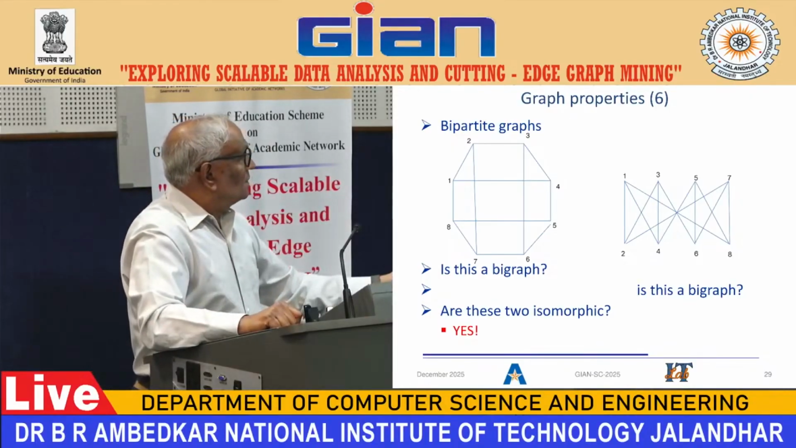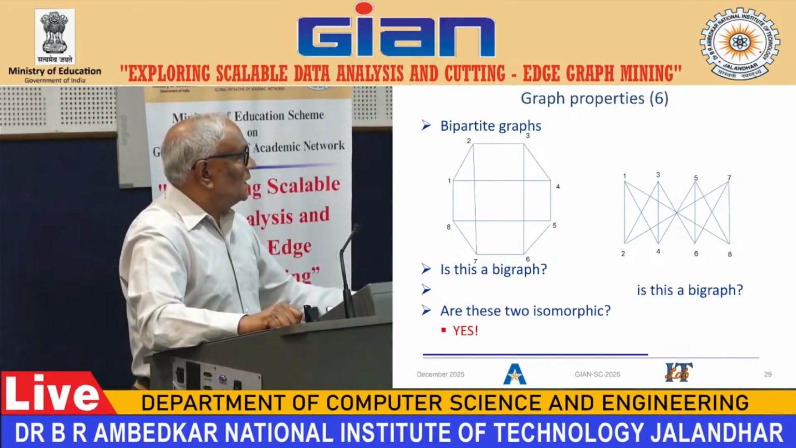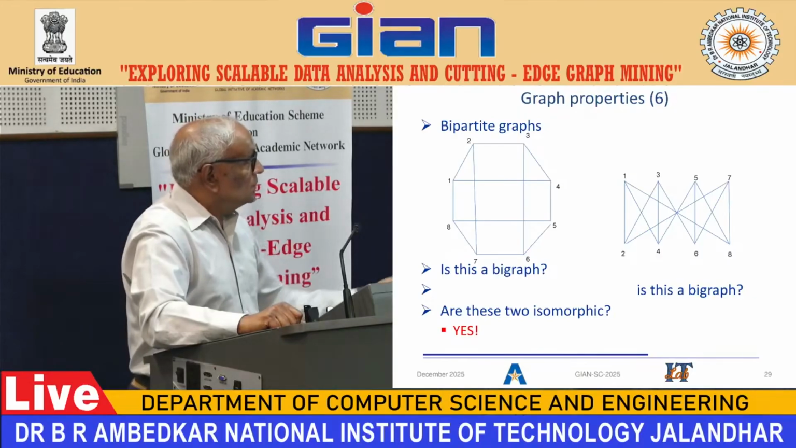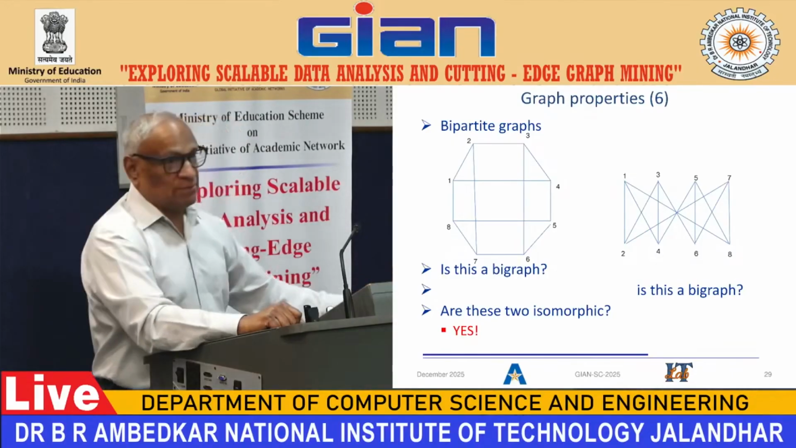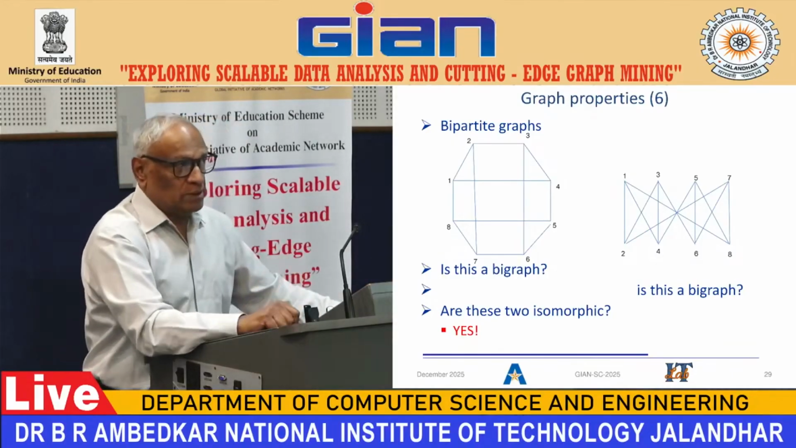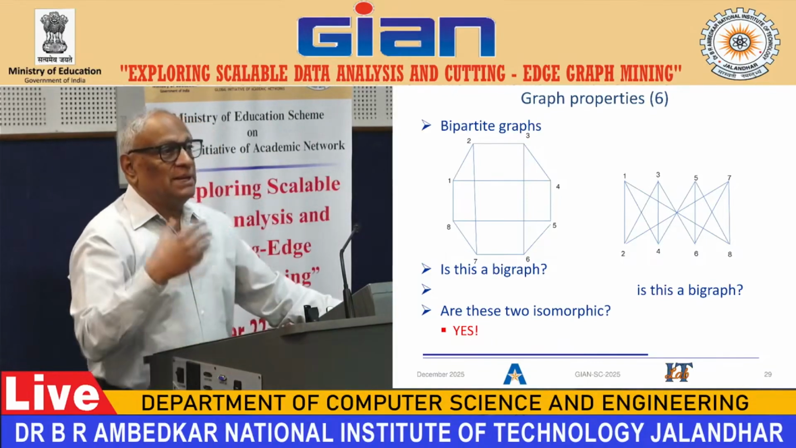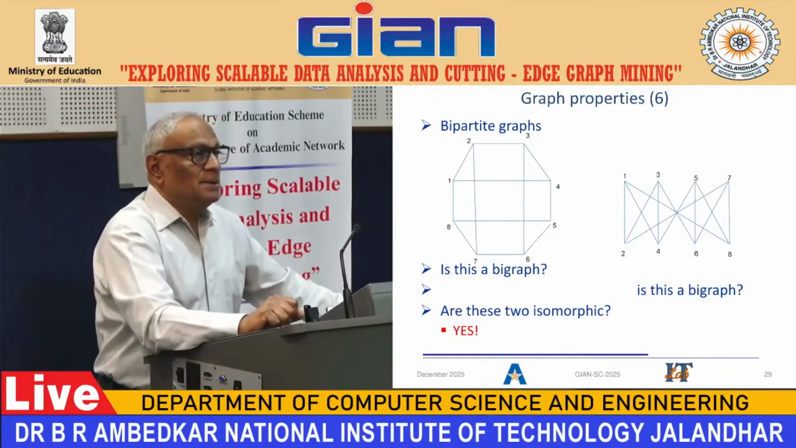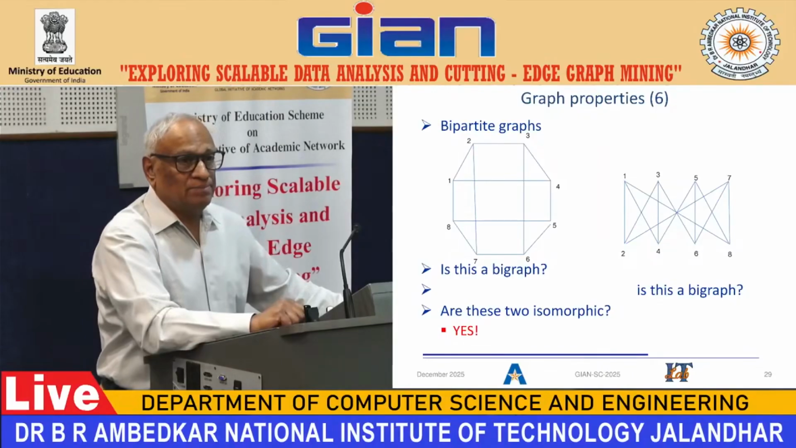Because 1, 3, 5, 7 is one set, 2, 4, 6, 8 is another set, and the edges only exist between this set and this set. There are no edges between these sets, there are no edges between these sets. This graph is the same as this graph. No difference. But the topology can make a difference in how we understand a graph. So this is very important to understand for isomorphism, for subgraph isomorphism, and it makes a difference.